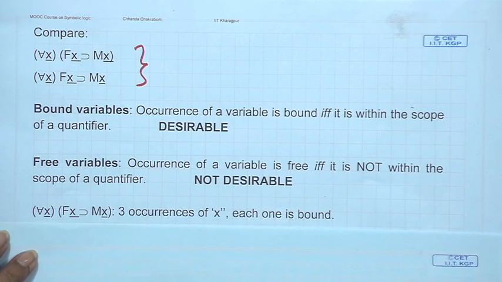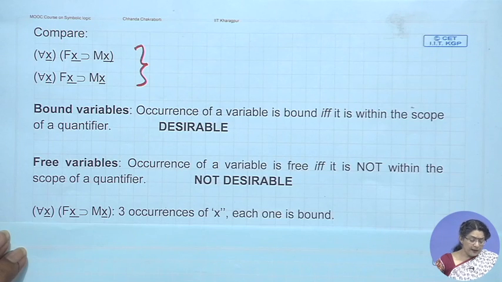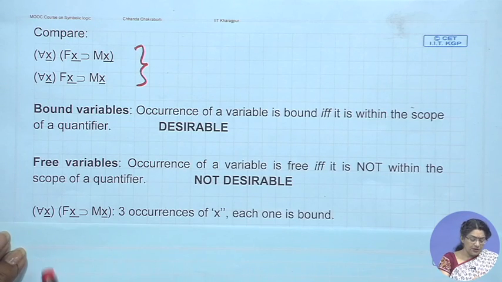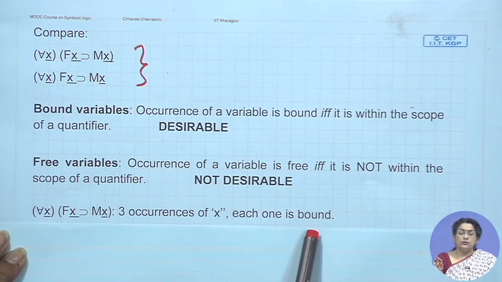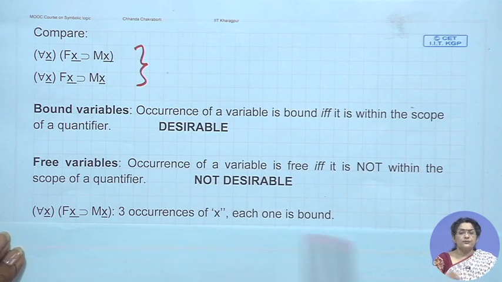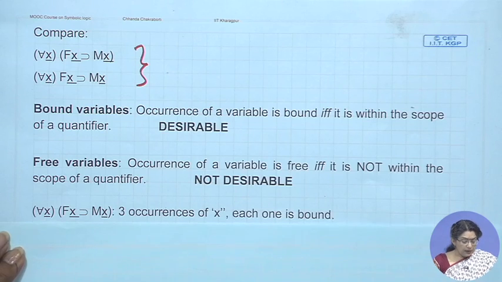If you look at the first sentence, then we have 3 occurrences of the variable x, and as explained already in the previous page, every occurrence of this variable x is bound. Now you know what bound variables are. So, I will say every occurrence of this x is bound, because it lies within the scope of this quantifier.